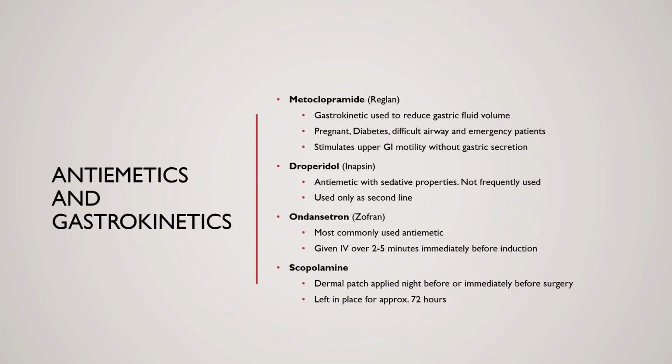All right, so metoclopramide, otherwise known as Reglan, is a gastrokinetic used to reduce gastric fluid volume, usually used in pregnant, diabetic, difficult airway, and emergency patients. These are patients that may not have time, especially our emergency patients, and may not be NPO. And what these do is they stimulate the upper GI motility without gastric secretion. So it's going to stimulate the stomach to empty, but it's not going to stimulate the stomach to make any kind of acid or secretions.